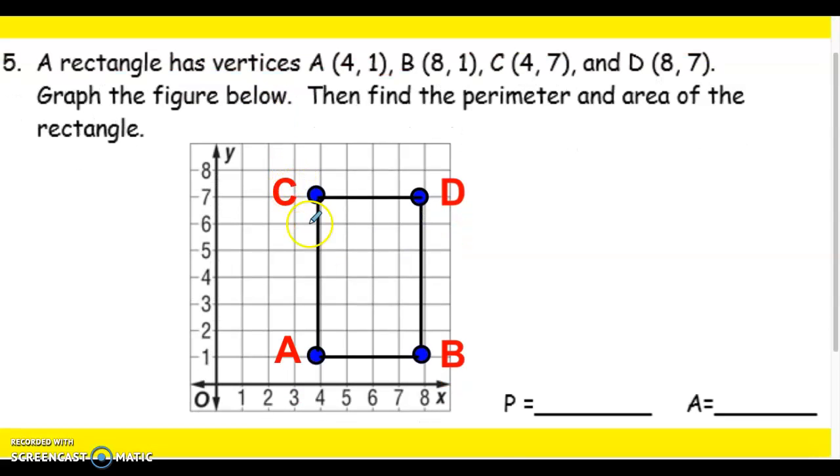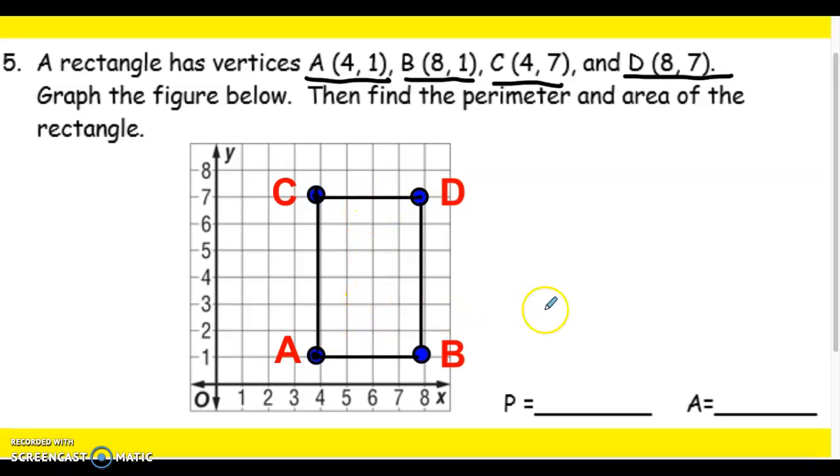Okay, in number 5, I actually graphed it for you. So let's see. When you graph A, you want to go right 4 and up 1. So this is A. B, you want to go right 8 and up 1. So do this with me. C, you want to go right 4 and up 7. And D, you want to go right 8 and up 7. Okay, and then connect them to form a rectangle.